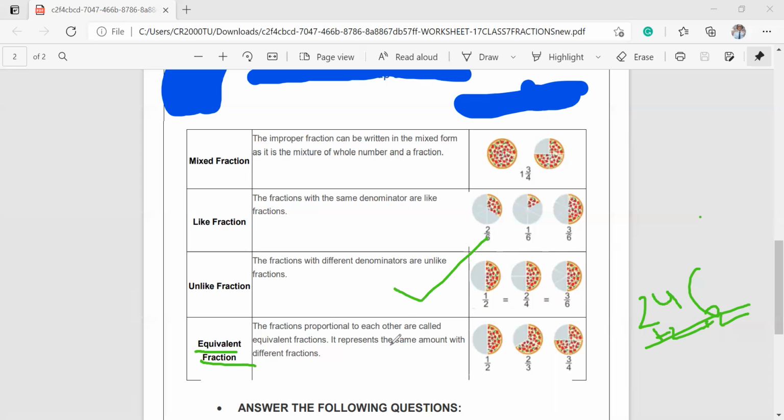When the fractions are proportional to each other, they are called equivalent fractions. It represents the same amount with different fractions. Okay, so if you have an example of this question, what will happen over here? 1 by 2 if multiplied by 2 would be 2 by 4.